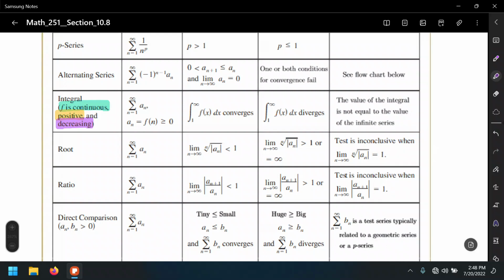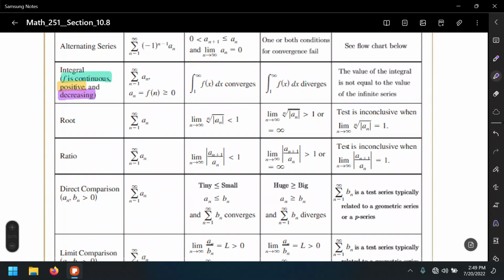And this is just going to take us back to improper integrals. So we find the integral as long as the three conditions are satisfied. If the integral converges, the series converges. If the integral diverges, the series diverges, all right? And also, the value of the integral is not equal to the value of the infinite series. So that's something that you might want to keep in mind. So we're just determining convergence or divergence of the series.